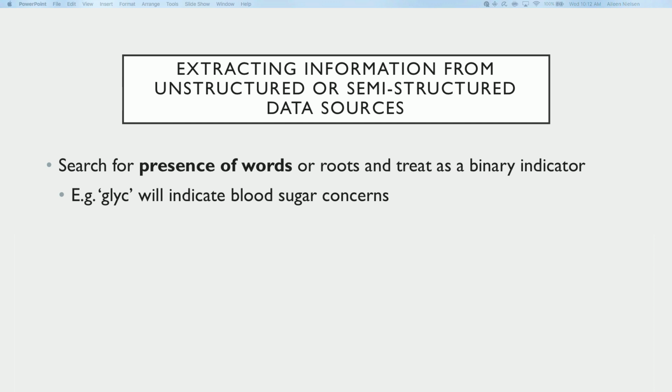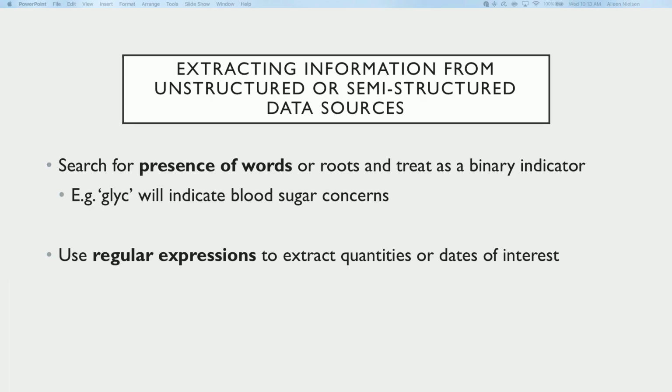So for example, you might just search for glyc, that root, to find blood sugar concerns, and that's going to limit you to only a certain subset of people, right? If someone has had their blood glucose tested or has a glycemic indicator of some kind in their records, you know that person has something going on with their blood sugar. You know that means they didn't break their leg or they're not a cancer patient. There's something more specific. You can also use regular expressions to extract quantities or dates of interest.